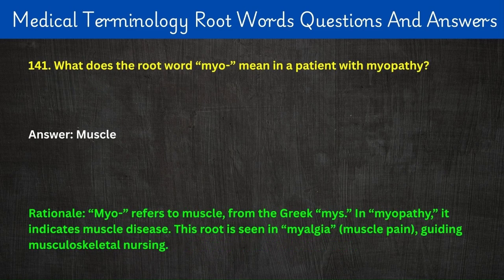141. What does the root word myo- mean in a patient with myopathy? Answer: muscle. Rationale: Myo- refers to muscle, from the Greek mys. In myopathy, it indicates muscle disease. This root is seen in myalgia, muscle pain, guiding musculoskeletal nursing.